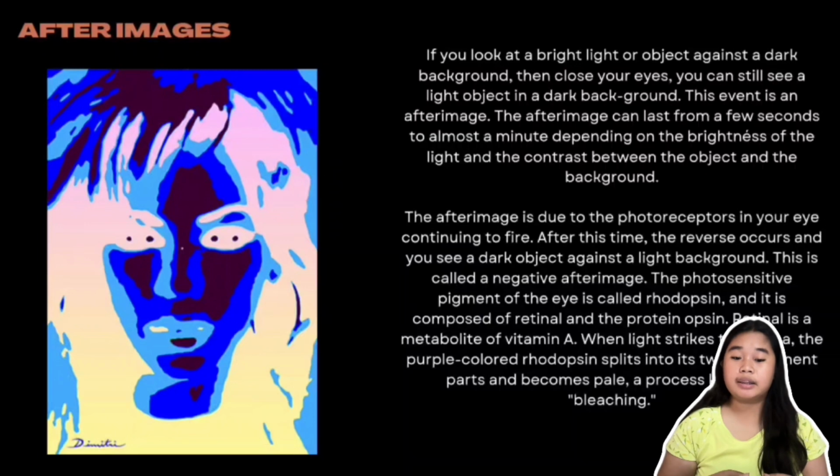If you look at a bright light or an object against a dark background, then close your eyes, you can still see a light object in a dark background. This is an example of an after image. The after image can last from a few seconds to almost a minute depending on the brightness of the light or the contrast between the object and the background.